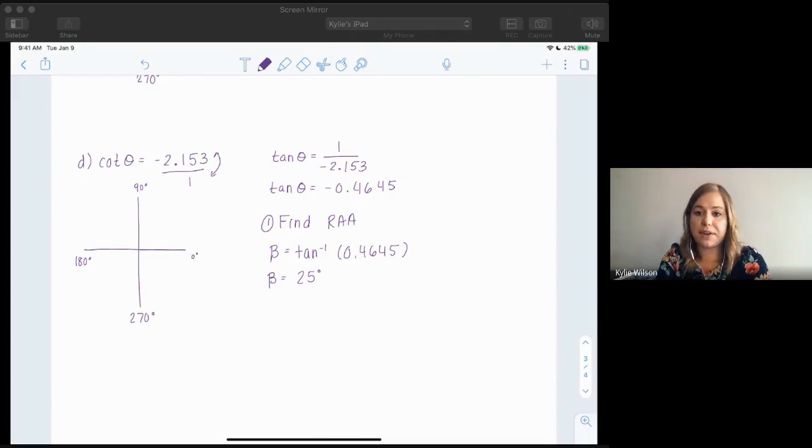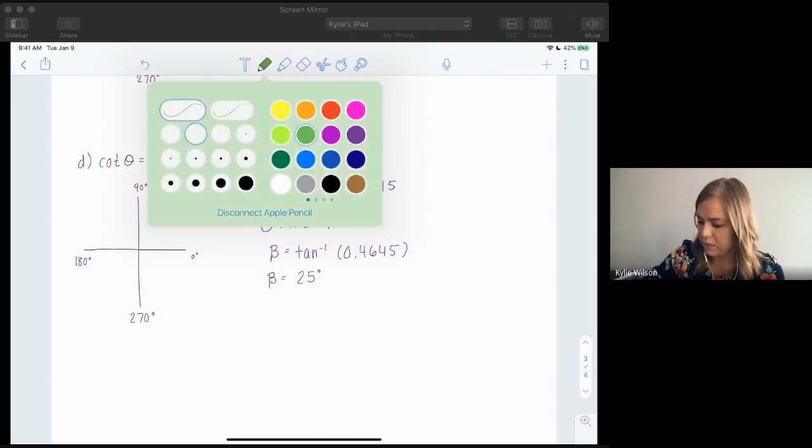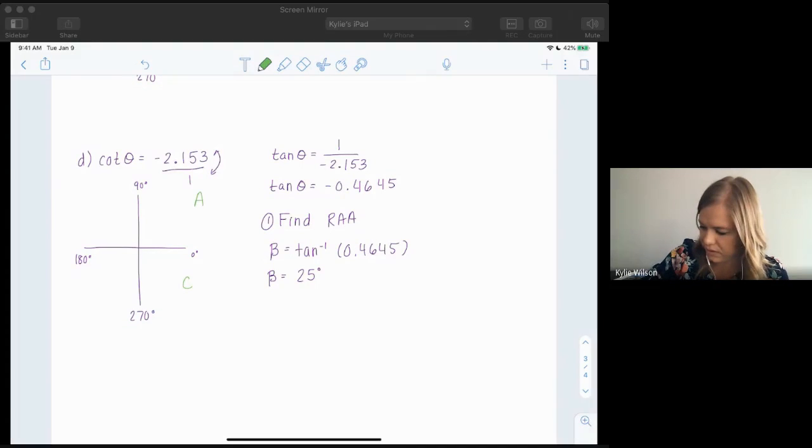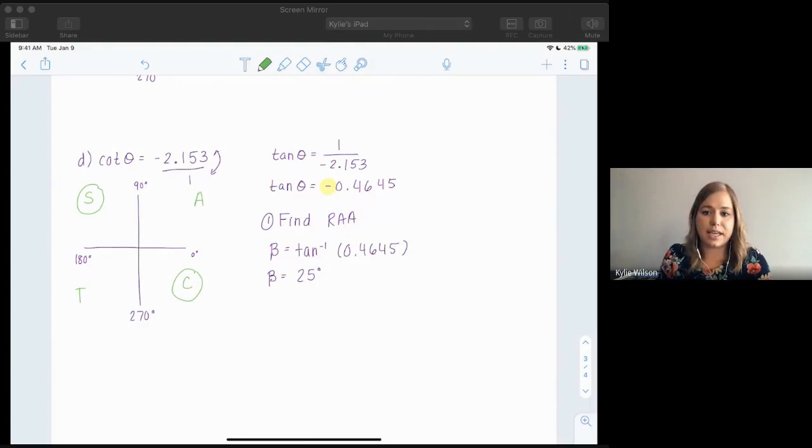Now we need to figure out where these angles are living. So I look at my CAST rule, and I notice that tan is negative. Because of that little negative, we know that we are living either in this quadrant or in this quadrant. Since our tan value is negative, it must be living in the C quadrant or in the S quadrant. So now let's draw some angles.